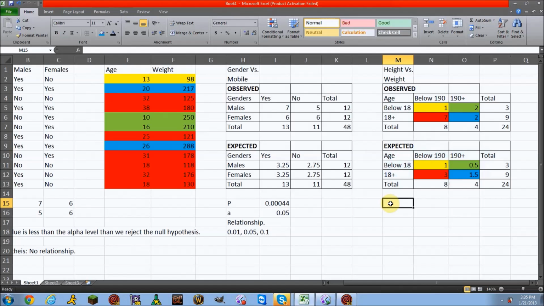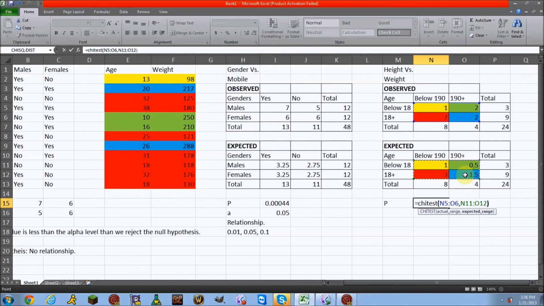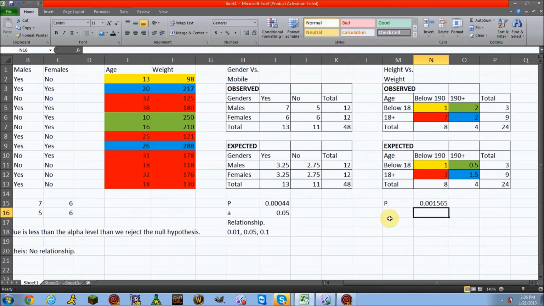Do the same thing here. We're going to look for our P, and we're going to go over here and you type in equals ChiTest, parentheses, get your observed data, comma, get your expected data, end parentheses, and your p-value is here. For your alpha level, once again, we're using 0.05, and in this case, the p-value is once again less than the alpha level, so our result would be that there is a relationship.